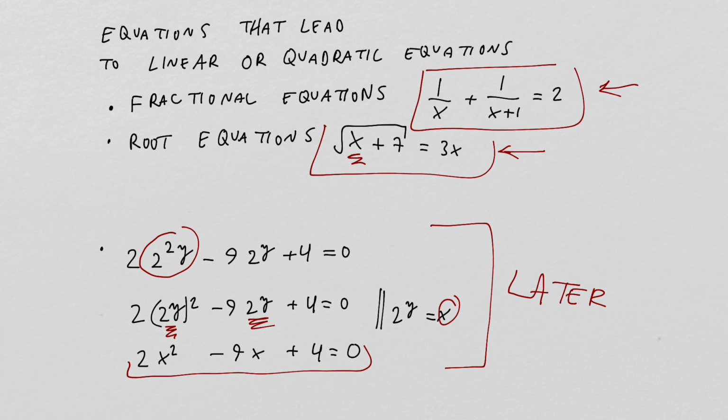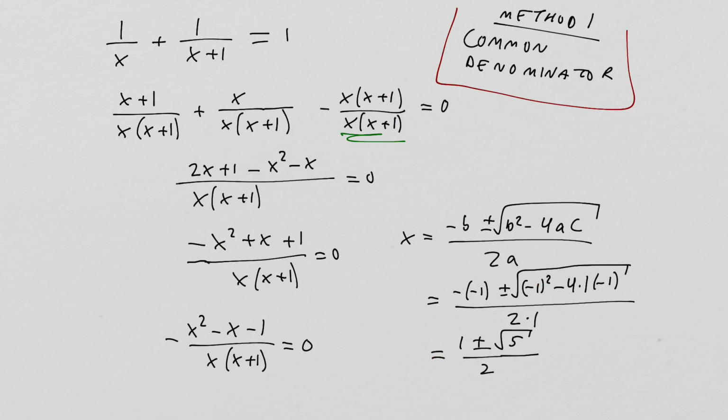First, the fractional equations. Let's consider this fractional equation. In the left hand side, we know how to arrange the denominators to be the same. So we have multiplied the numerator and denominator in the first one by x plus 1 and in the second one by x. And we have shifted this number 1 to the left hand side. Now it has a minus sign there. And we have written the number 1 in this way.